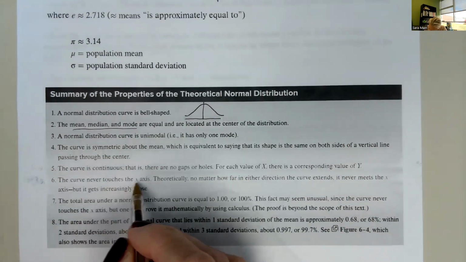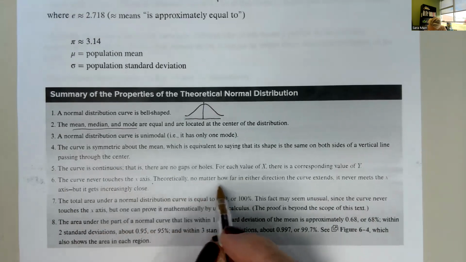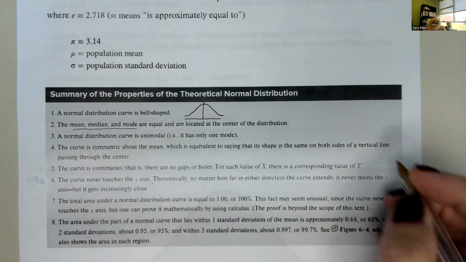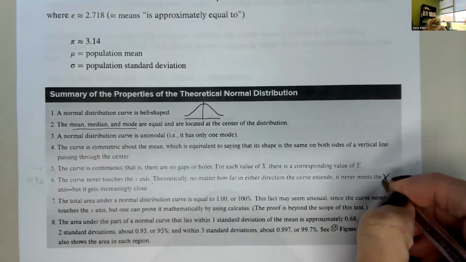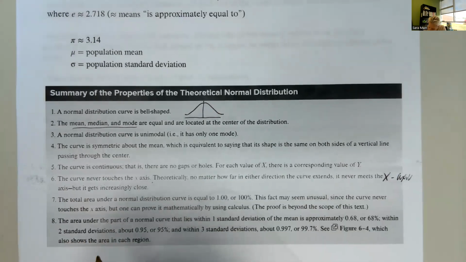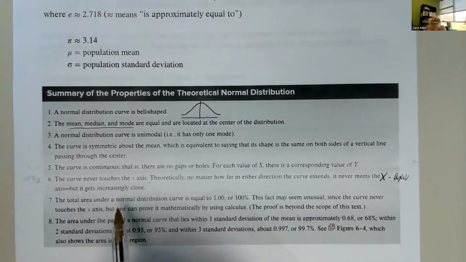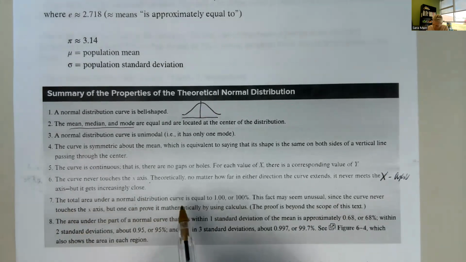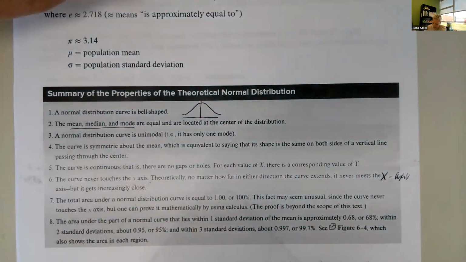The curve never touches the x-axis. Theoretically, no matter how far in either direction the curve extends, it never meets the x-axis. But it gets increasingly close. Those are called asymptotes. The total area under a normal distribution curve is equal to 1 or 100%. This fact may seem unusual since the curve never touches the x-axis, but one can prove it mathematically by using calculus. We're not going to do that this semester.